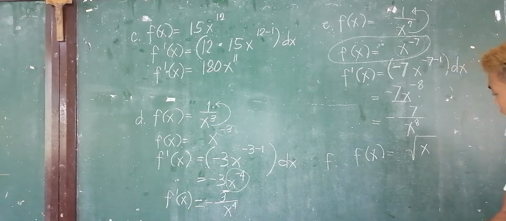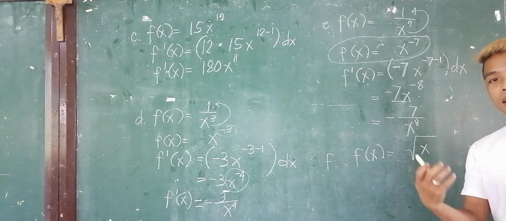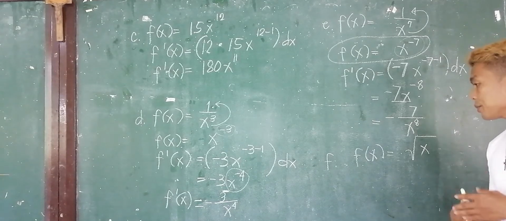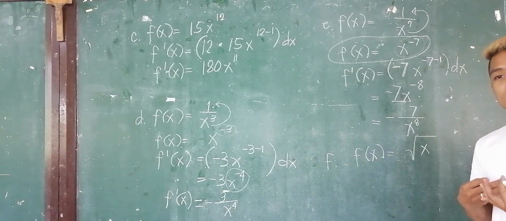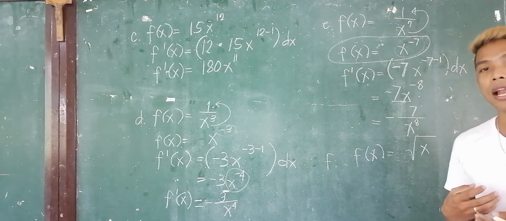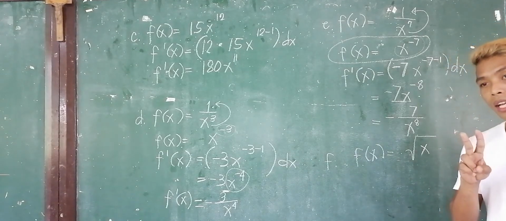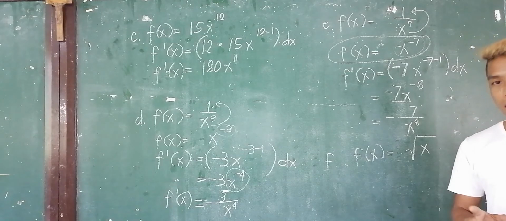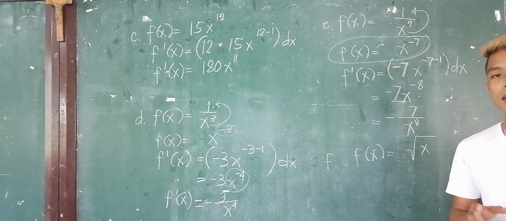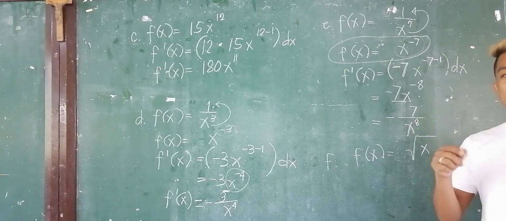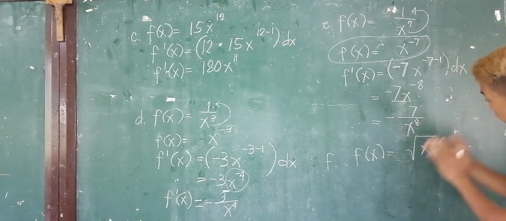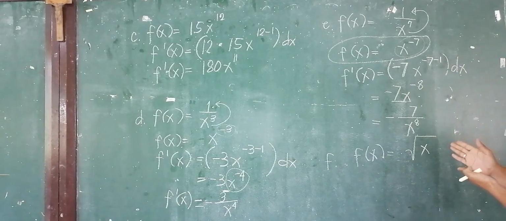Yan, pwede ba? Kaya ba? The answer is yes. Pero kailangan mo muna siyang ayusin in a way na magiging katulad siya ng formula sa number 2. Again, re-recall natin, the formula is f of x is equal to x raised to n. Dapat x lang siya, tapos may exponent. Ito, nasa loob siya ng radical sign.